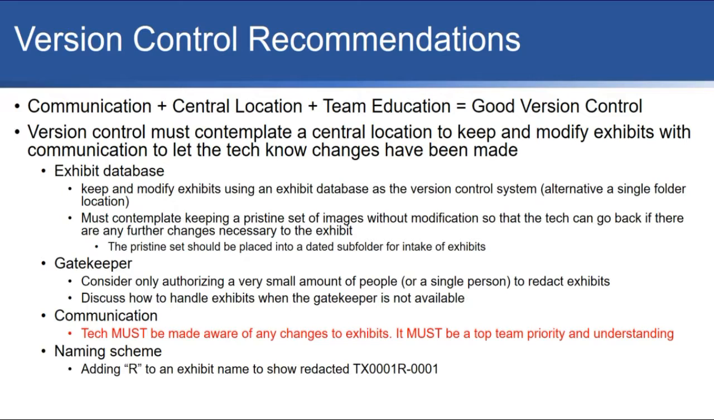Successful version control equals communication plus central location plus team education. Version control must contemplate a central location to keep and modify exhibits, with communication to let the tech know changes have been made. Typically, that is an exhibit database, so you keep and modify exhibits using an exhibit database as the version control system. The alternative is a single folder location on a network storage device of some kind. You must also contemplate keeping a pristine set of images without modification so that the tech can go back if there are any further changes necessary to any given exhibit.